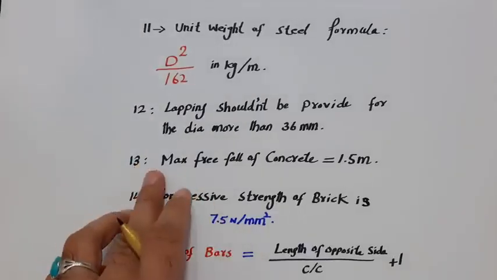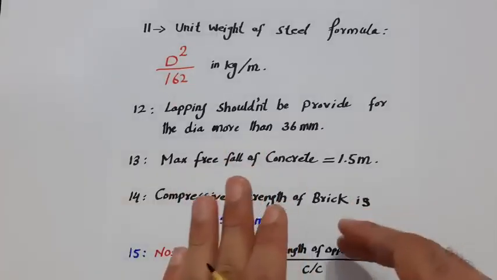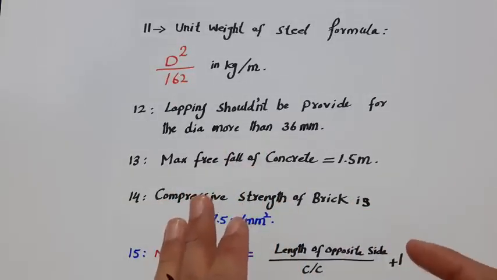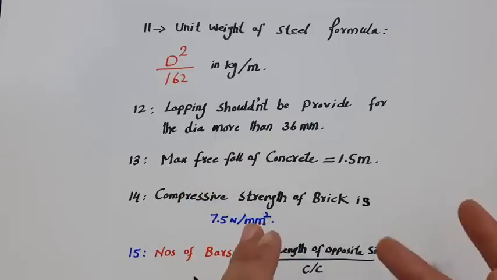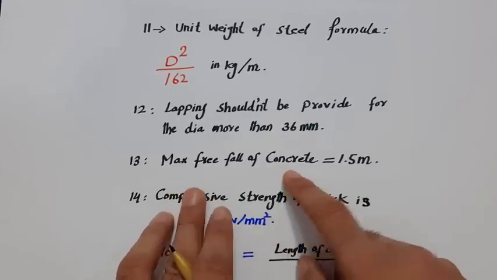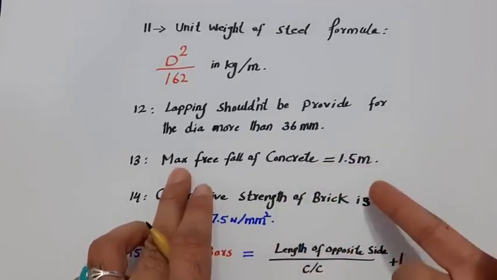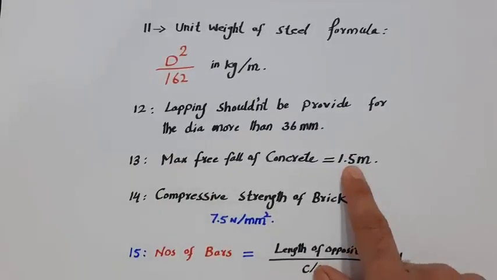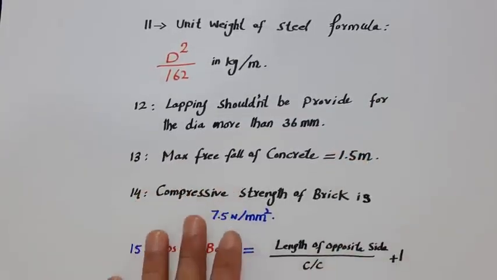Guys, the 13th one is max free fall of concrete. During pouring of concrete in slab or any RCC member, the concrete height should not be more than 1.5 meter. So max free fall should not be more than 1.5 meter. Otherwise it will cause bleeding, segregation, etc., and you will face problems.